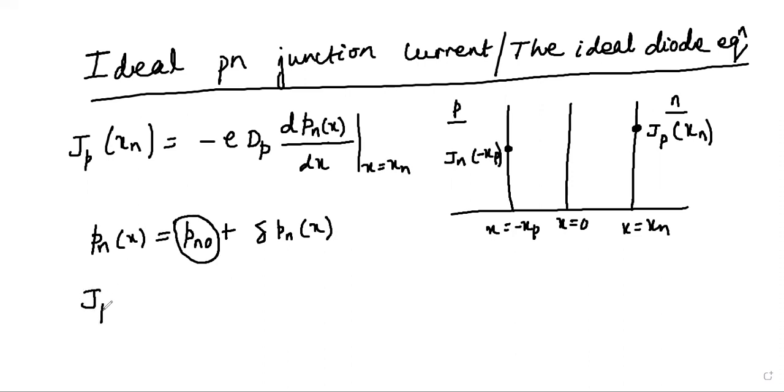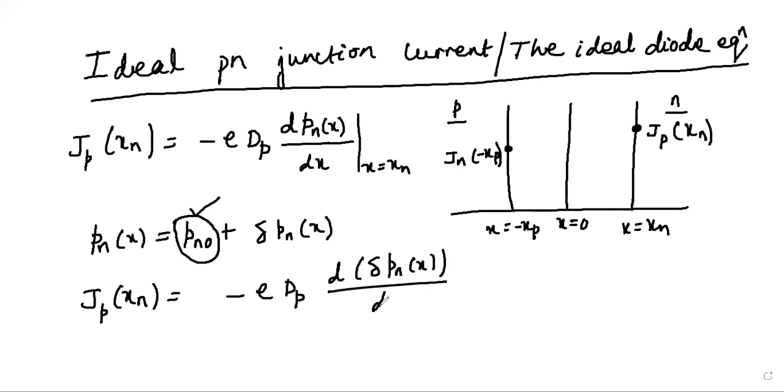So we can write Jp at x equals xn as minus e Dp times the derivative. Now if you substitute Pn(x) as Pn0 plus delta Pn(x), and Pn0, the thermal equilibrium carrier concentration, is constant, we will only remain with d by dx of delta Pn(x) at x equals xn. This is what we basically need to determine. I told you that we have already derived the expression for delta Pn(x) as a function of x, the exponential decay term in the minority carrier distribution in the PN junction. So now we simply substitute the value of delta Pn that we have determined, find the derivative, and resubstitute it over here.